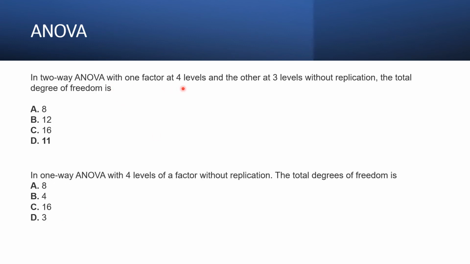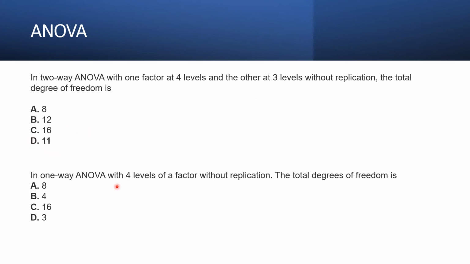In two-way ANOVA with one factor at 4 levels and the other factor at 3 levels without replication, what is the degree of freedom? There are two factors, one at 4 levels, one at 3 levels. So the total number of experiments will be 4 into 3, 12 experiments. And so the total degree of freedom will be 12 minus 1, which is 11.